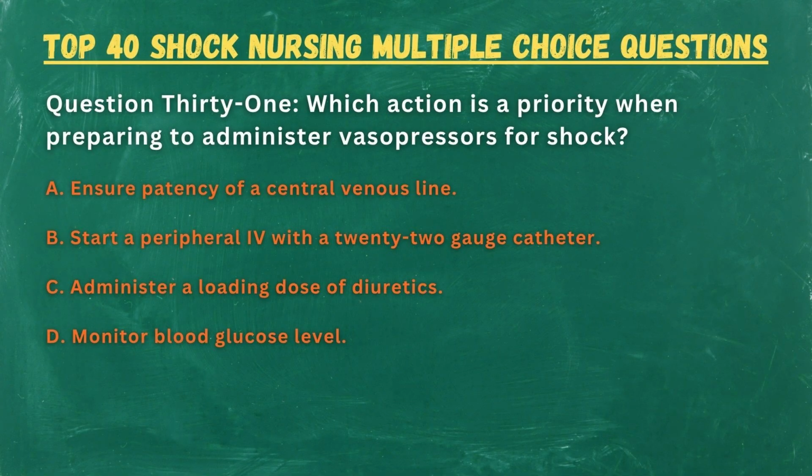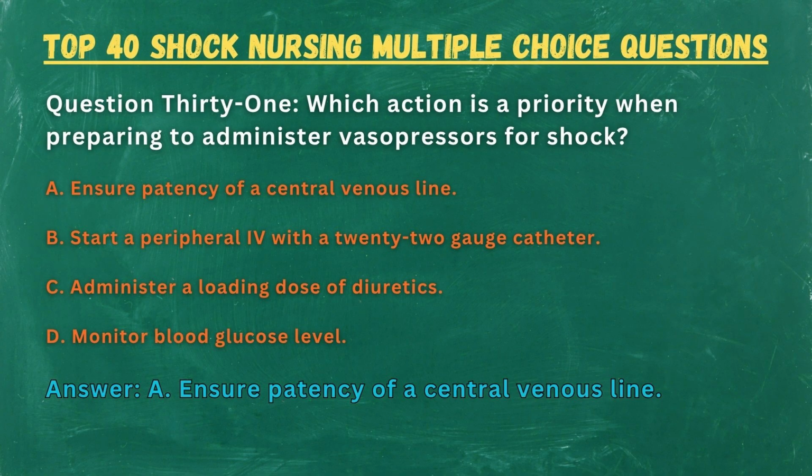Question 31. Which action is a priority when preparing to administer vasopressors for shock? A. Ensure patency of a central venous line. B. Start a peripheral IV with a 22-gauge catheter. C. Administer a loading dose of diuretics. D. Monitor blood glucose level. Answer: A. Ensure patency of a central venous line.